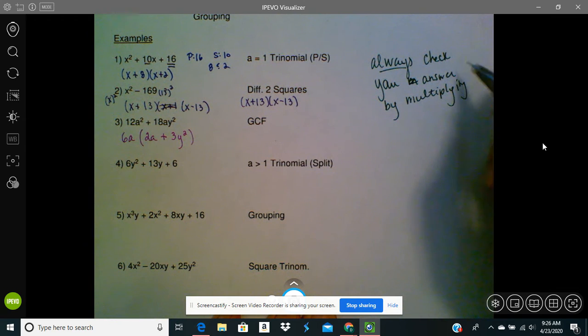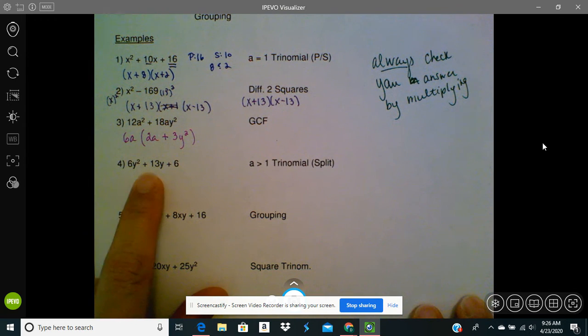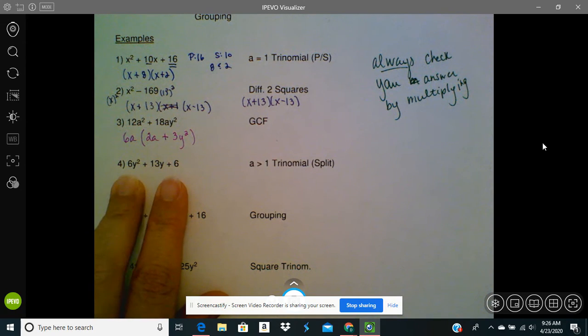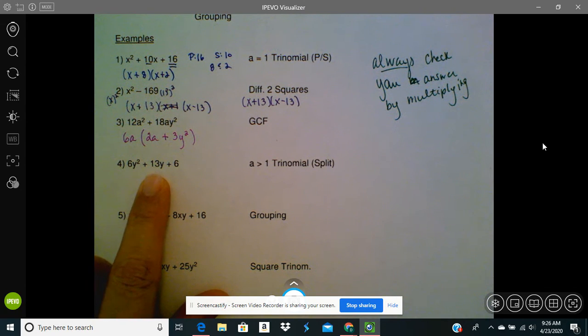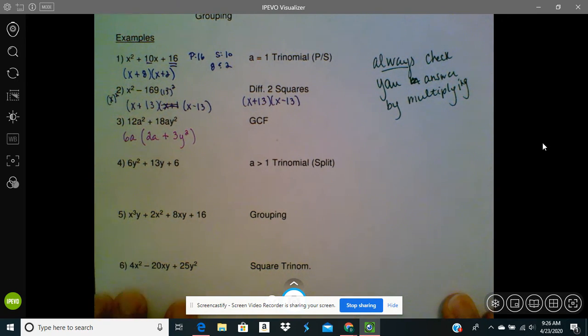Okay, again, is this right? I don't know. Check it. All right, look at these 2. Look at this term. Number 4, 6y squared plus 13y plus 6. How many terms are there? There are 3. Okay, is there a greatest common factor? Well, I see a 6 in both of these, but this doesn't have a factor of 6, so there's no greatest common factor. Okay, can we use product sum? No, because this needs to be a 1. Can we split the middle? Yeah, we're probably going to have to.